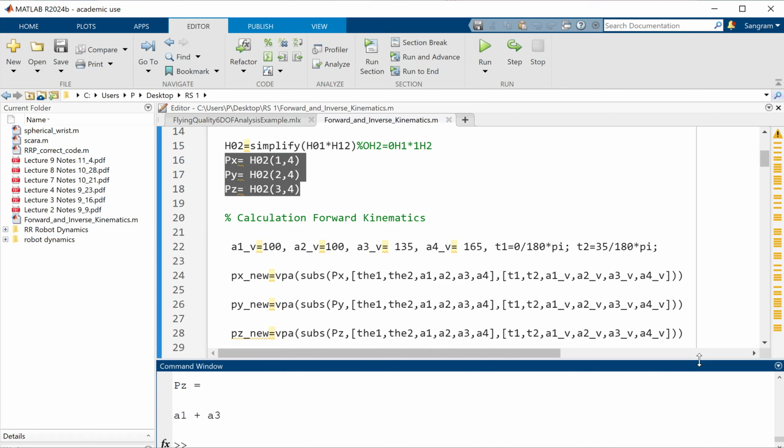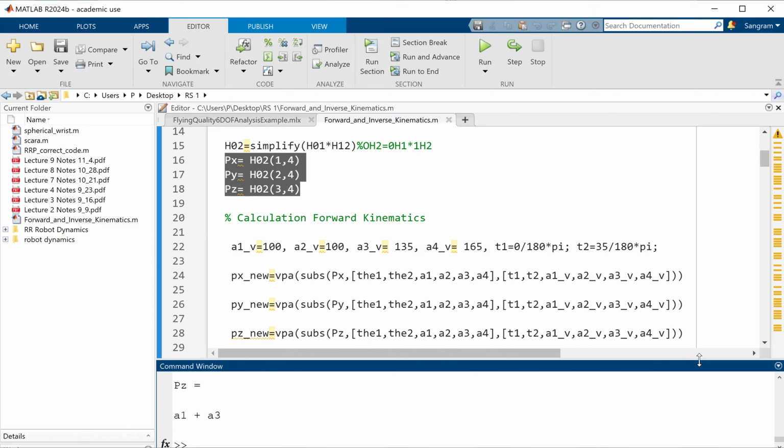Why did I do this? Because if I want to find out multiple forward kinematic solutions, I can just run that in a loop and then I can find out multiple forward kinematic solutions. So I am substituting the link lengths, I am substituting joint angles and finding out the values for Px, Py and Pz. So that is this substitute function.